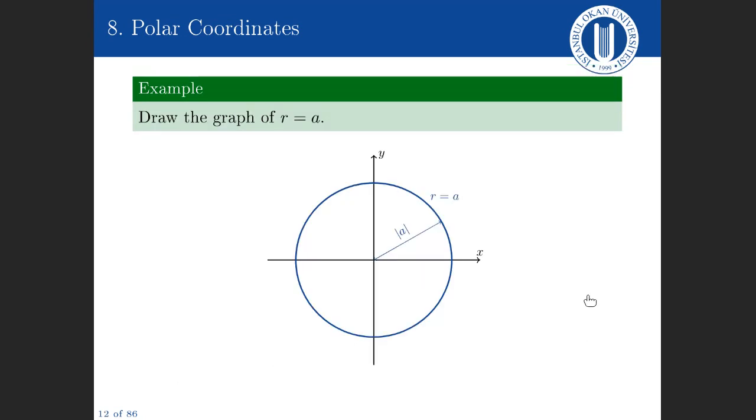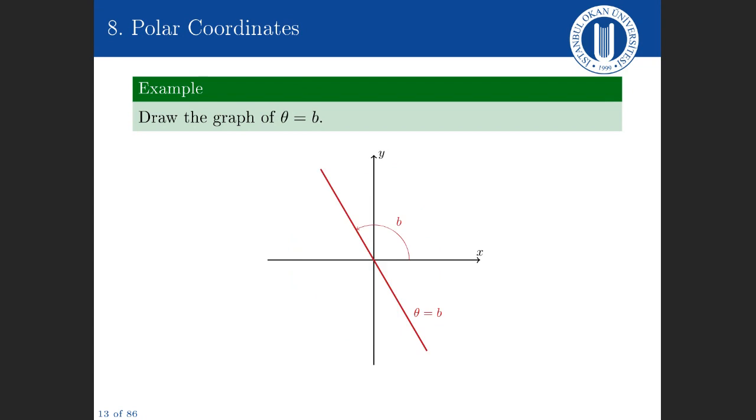Draw the graph of r equal to a. This is all of the points where the distance from the origin to the graph is either a or minus a. We get a circle of radius absolute value of a. Draw the graph theta equal to b. All of the points with polar coordinates who have angle equal to b. That's a straight line through the origin.